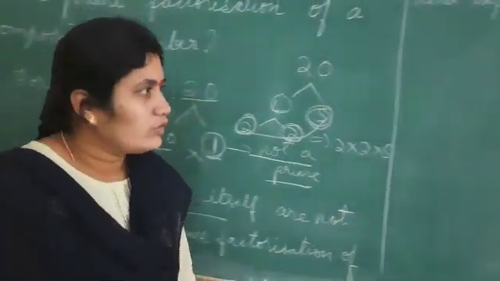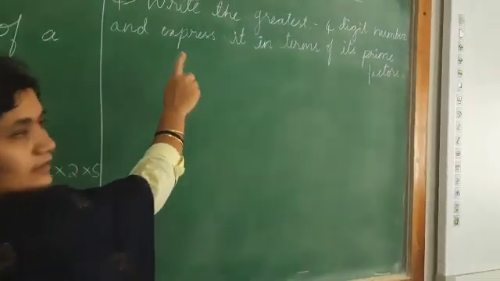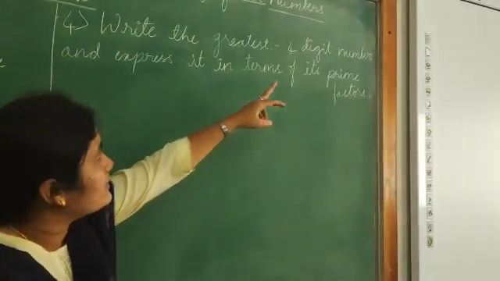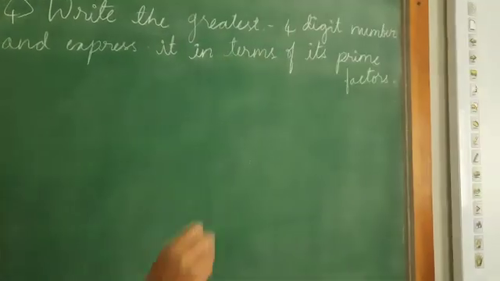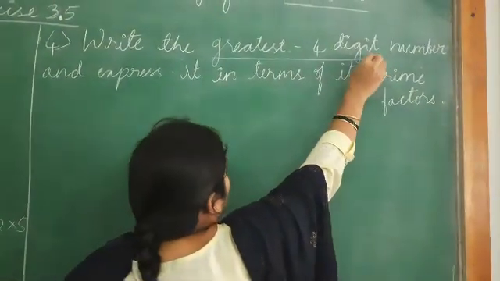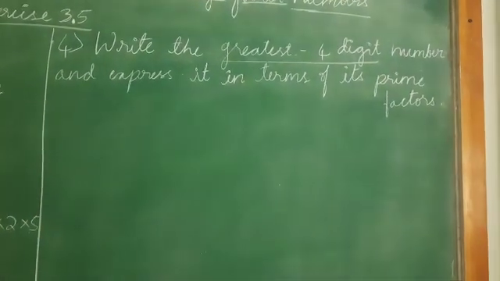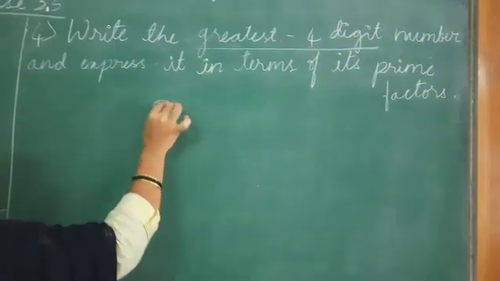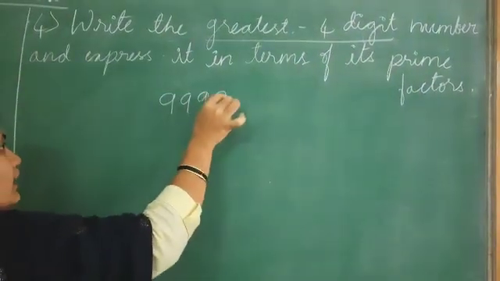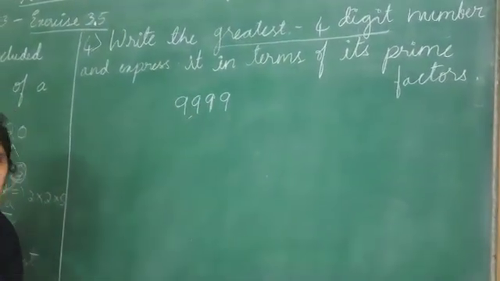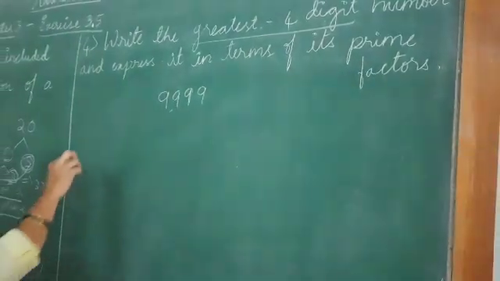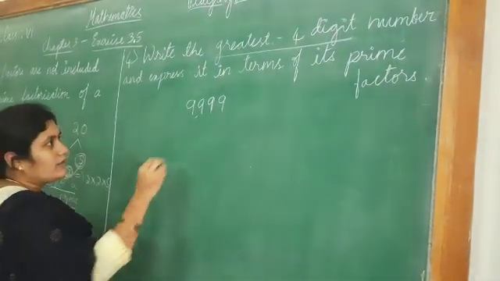Now let me move on to the next question, that is, write the greatest 4-digit number and express it in terms of its prime numbers. Let me highlight this one, greatest 4-digit number. Greatest in the sense we have to write all the digits as 9, because the highest number in 4 digits is 9999. All the place values should get 9 here.